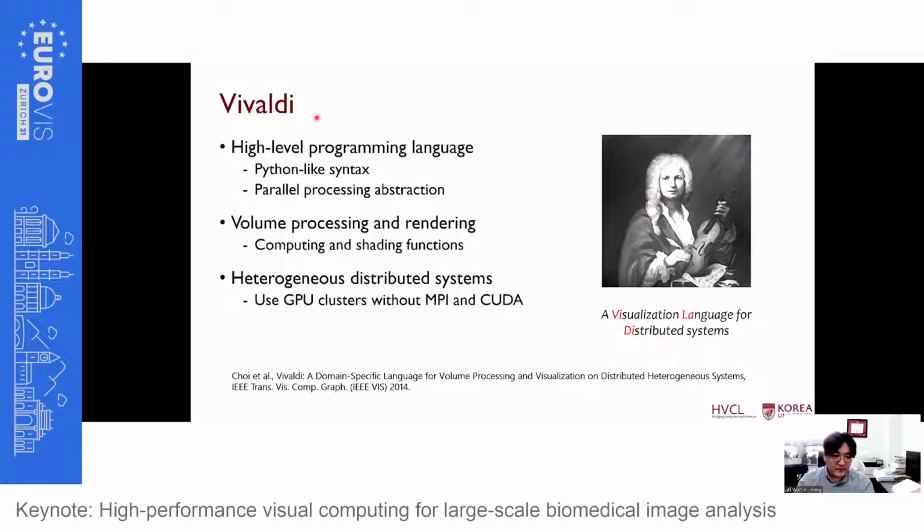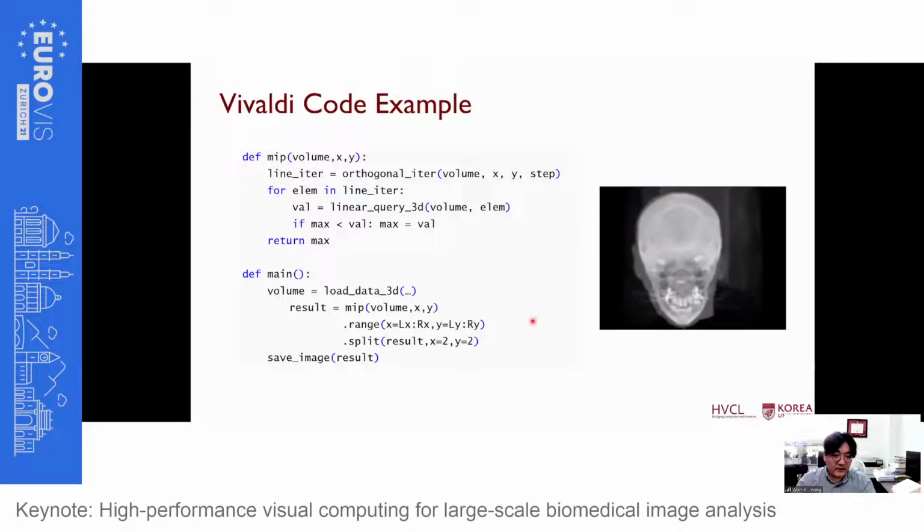Because at the time when we first developed the system, when we wanted to use GPU clusters, we needed to learn how to use MPI and CUDA and do some kind of manual communication using MPI and CUDA, right? So it's too much work. So we proposed Vivaldi, which is like this.